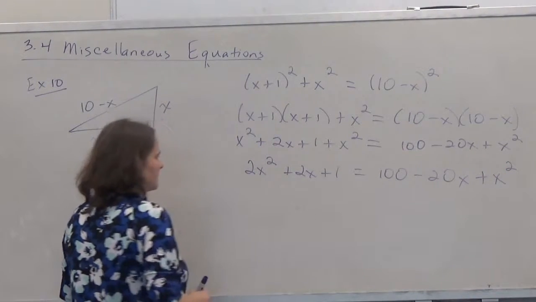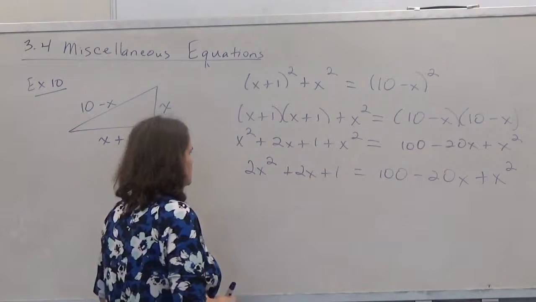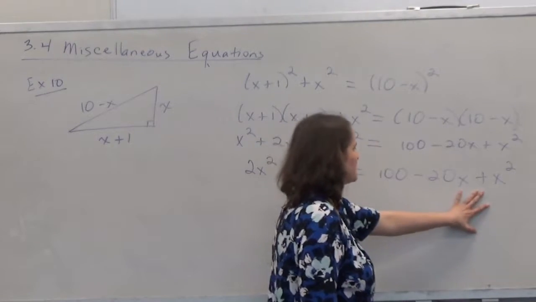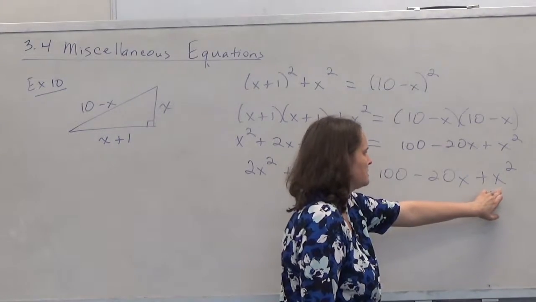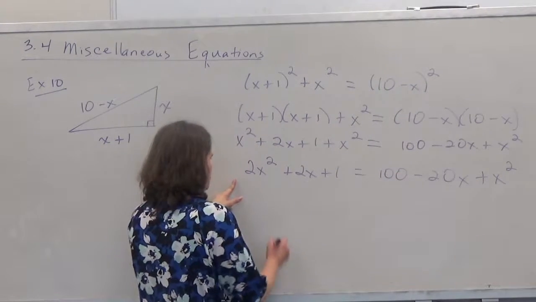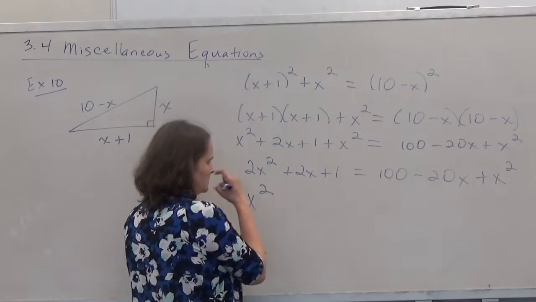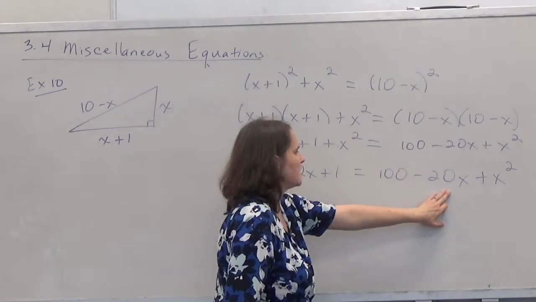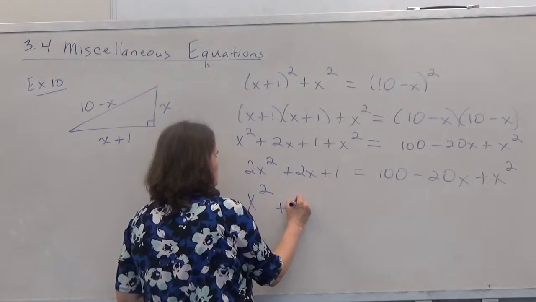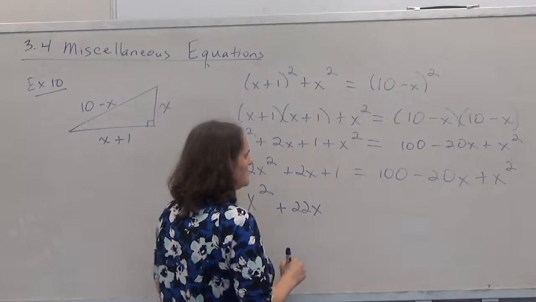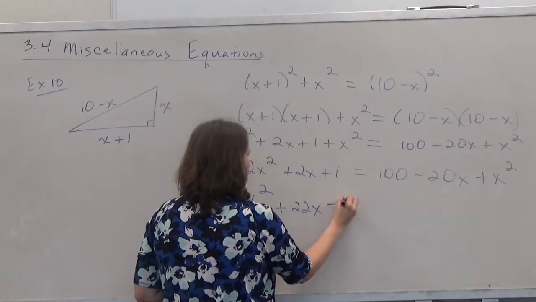Then I need to work on getting everything on the same side. So I want to take all of the terms on the right and move them to the left side. So I can start by subtracting the X squared from both sides. 2X squared minus X squared gives me X squared. The negative 20X I need to move, so let's add it to both sides. And so that's going to give me 22X. And then subtract the 100, so I'll get negative 99.